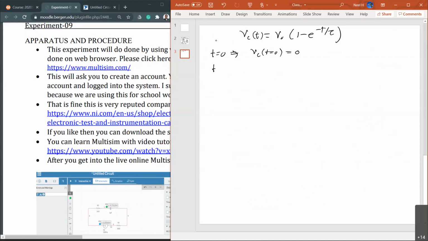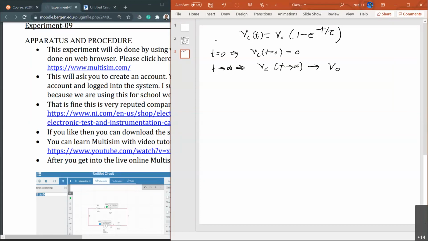Then you take a look at the other end: what happens if time goes to infinity. When the time goes to infinity, Vc is going to reach V0, because this is negative t over tau, and 1 over e to the power infinity is 0. Because of that, you're going to get V0, but I can't say it is equal to V0, because it is approaching V0 as time is approaching infinity, right?